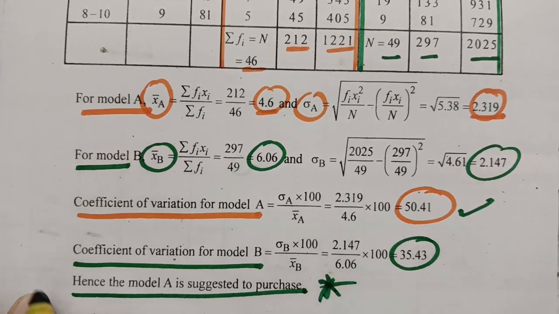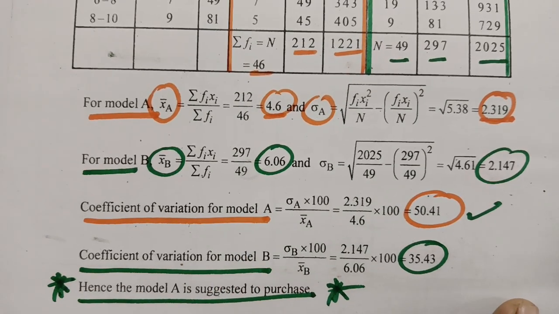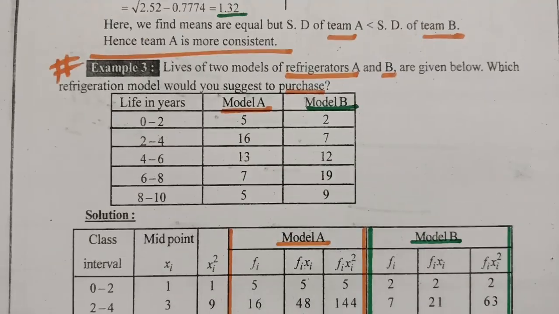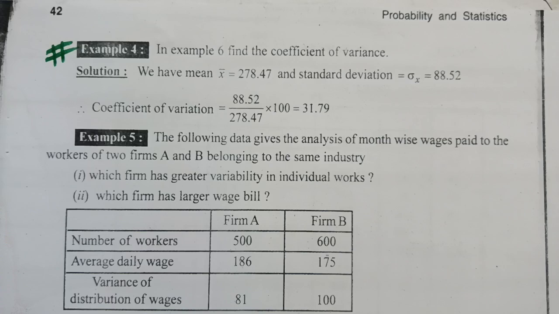So this is so important: on comparing the CV, the CV of model A is more, and therefore we suggest the model A refrigerator to purchase. And this is our third question. And next one, fourth question. This one is the fourth question here.